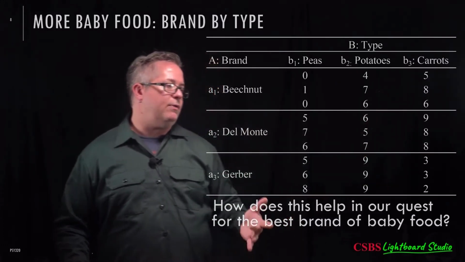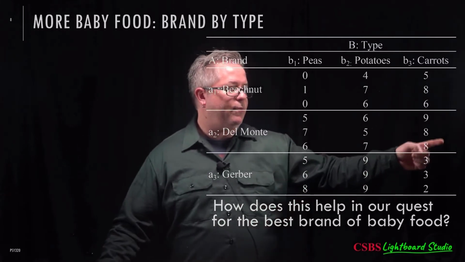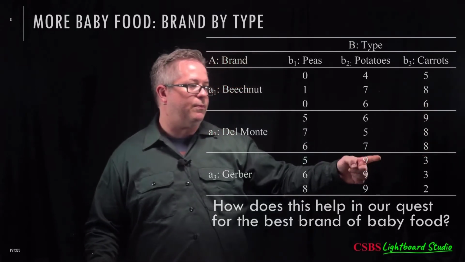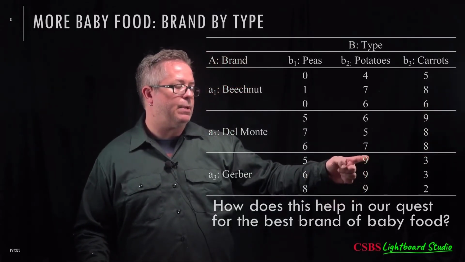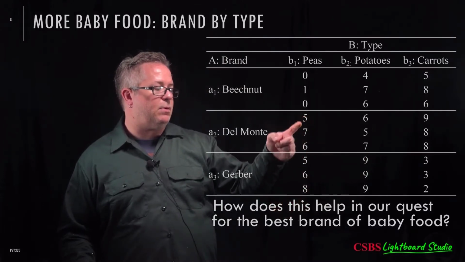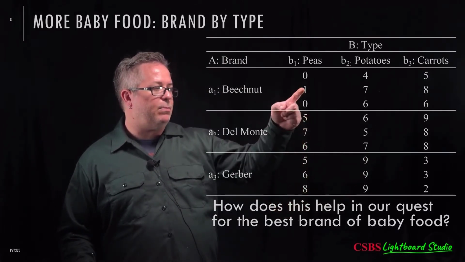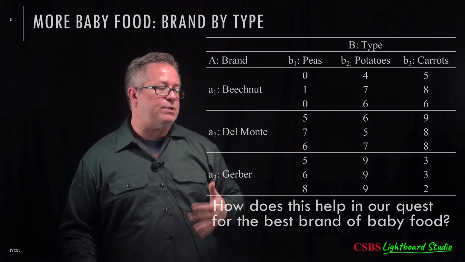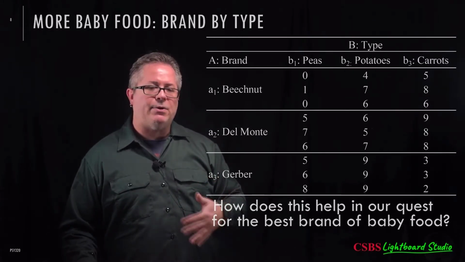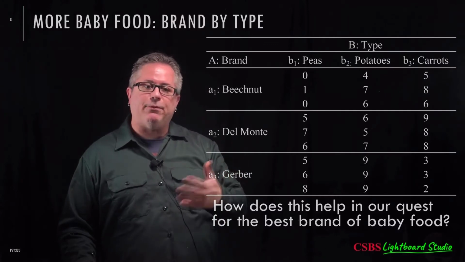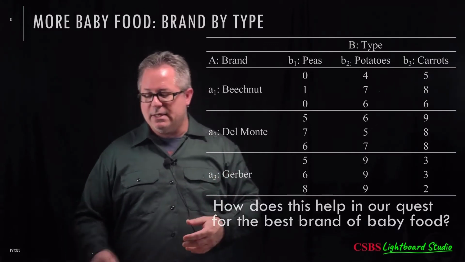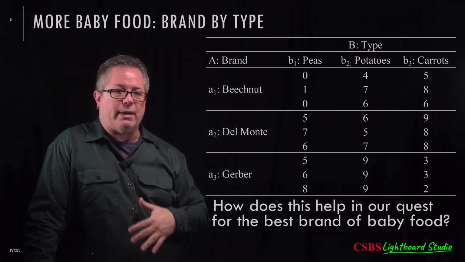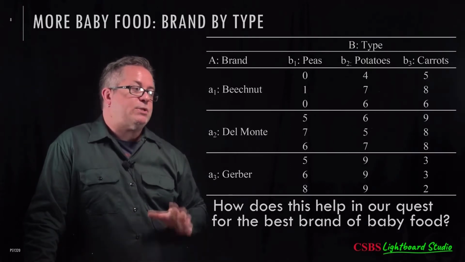So it looks like here, it's very possible that Del Monte is the preferred brand when it comes to carrots, but Gerber is preferred when it comes to potatoes. And it looks like maybe Gerber and Del Monte are more or less tied, but are better than Beechnut when it comes to peas. And so we're getting different patterns. Those different patterns are really saying, when you ask, well, what brand is better, you have to respond with, well, that depends on the type of food. And if that dependency is there, then you're talking about the presence of an interaction between brand and type.